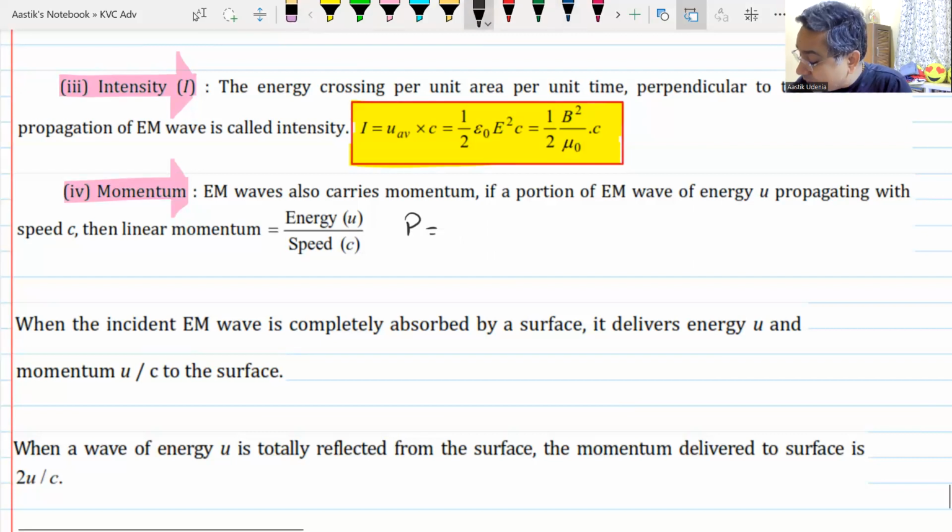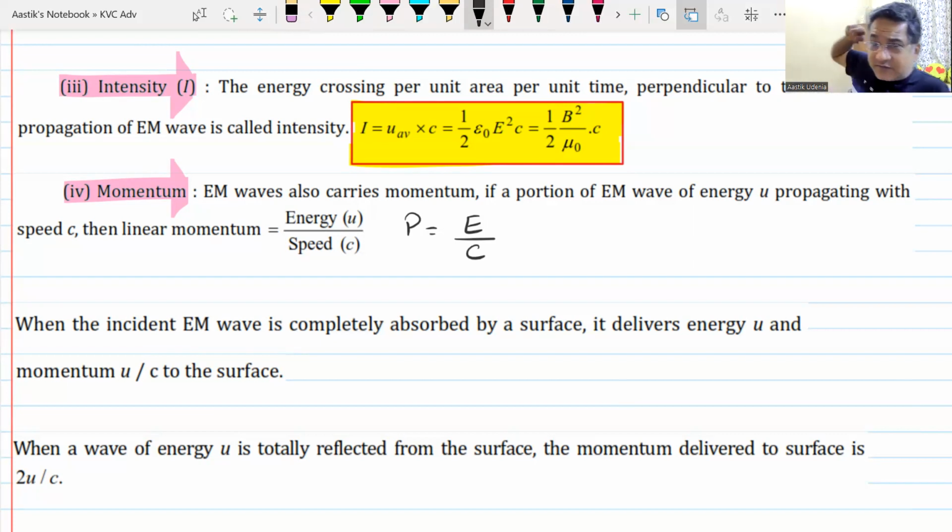Momentum of any traveling wave is given by E divided by C if it is moving with the speed of light. If it is not moving with the speed of light, it is E divided by the speed of that wave. Do you understand this? If an incident wave is falling on a surface and it is getting completely absorbed, not getting reflected back, the momentum it will impart will be U by C. Yes or no?